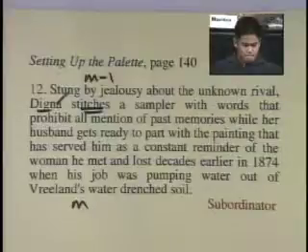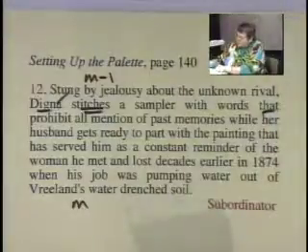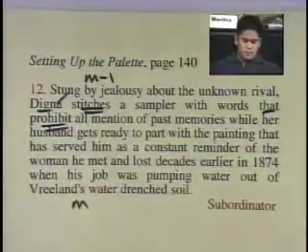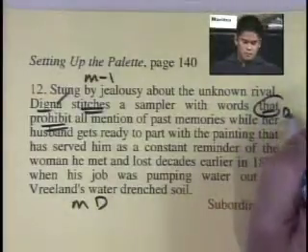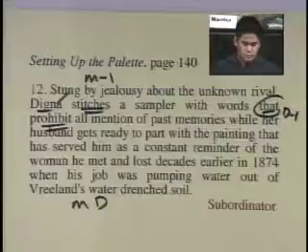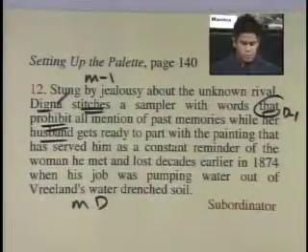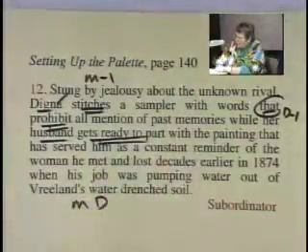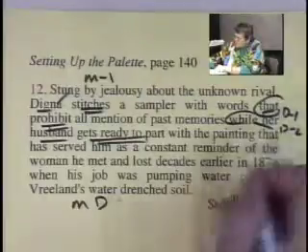Stung by jealousy about the unknown rival, Digna stitches a sampler with words that prohibit all mention of past memories. And we just hit another clause. So your subject is that, and your verb, prohibit, and the kind of clause, dependent, and the subordinate, that. So that's going to be D-1. Now where's your next subject? Husband. And how about the verb? Gets ready to part. And what kind of a clause will that be? Dependent. And the subordinate? While. So that's going to be D-2.